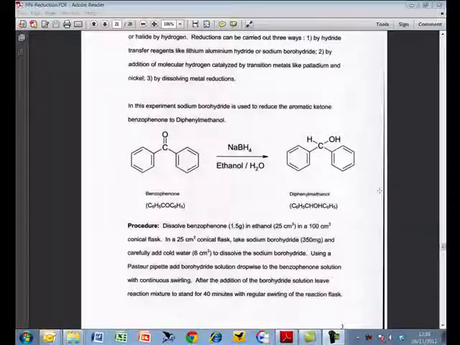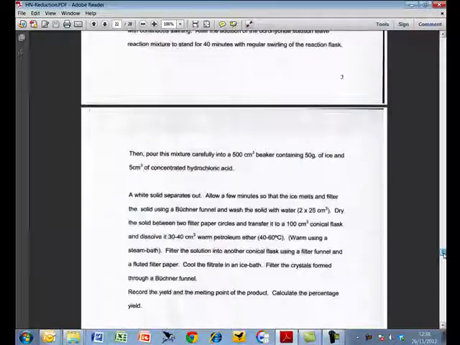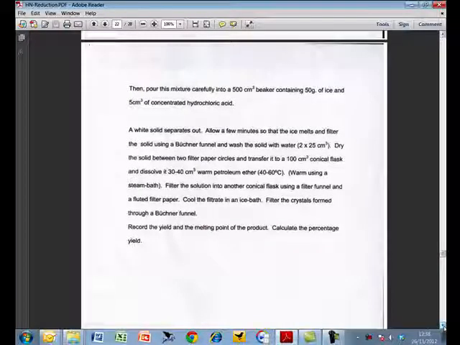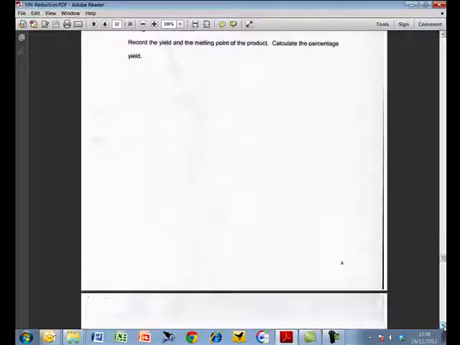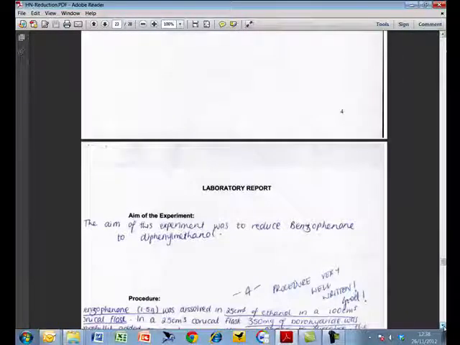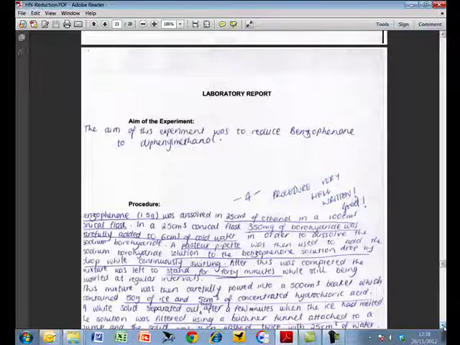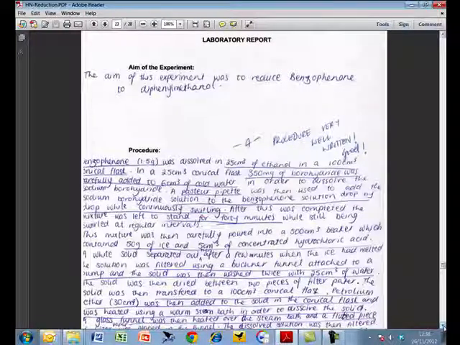I just want to give you some feedback on the BMS105 Introductory Chemistry practical on the reduction of benzophenone to diphenylmethanol. This practical involved a lot of different procedures. So you had to cause the reaction to take place after you'd made up the solutions. You had to then allow the solution to stand for 40 minutes. You then had to, on ice, precipitate out the product, and then you had to purify that product, measure the yield and do the melting point. So there's a number of things you had to do within the overall procedure.